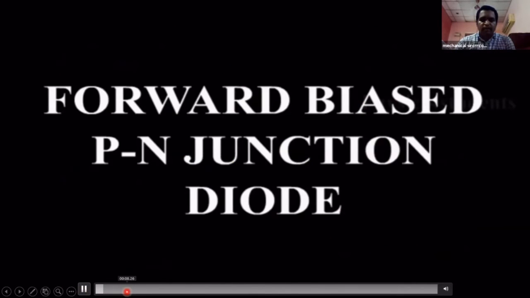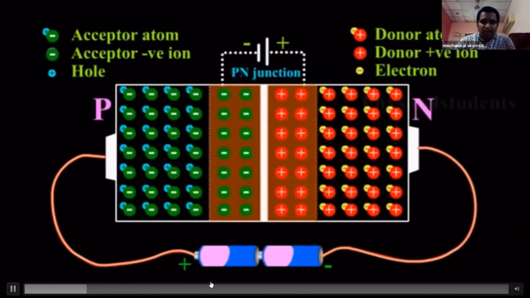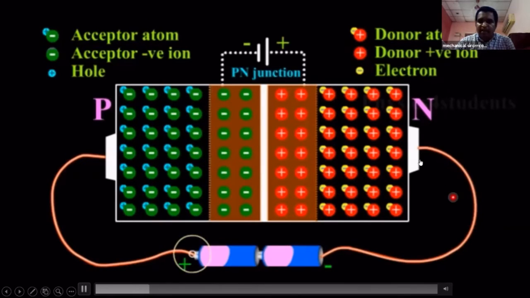See once again. In forward biasing, remember, positive is connected to P and negative is connected to N. Negative is more negative, P is more positive. Because of the repulsion force, the holes are forced towards the junction, and the electrons are also forced towards the junction. Because of this force, the barrier collapses.